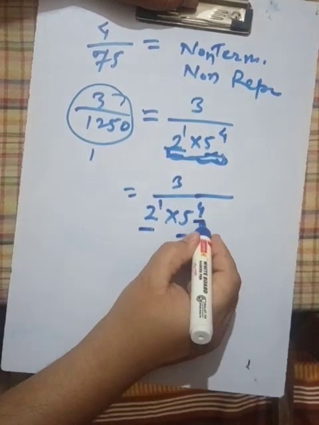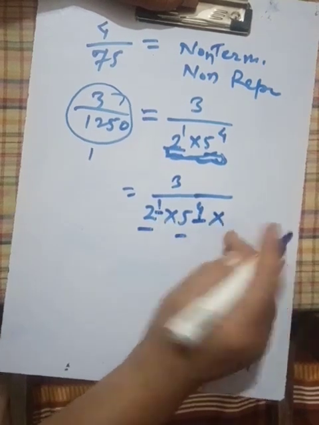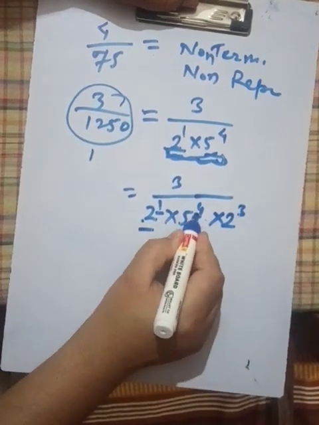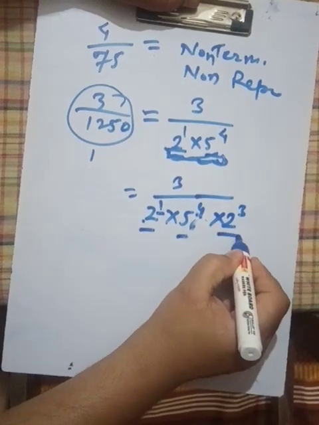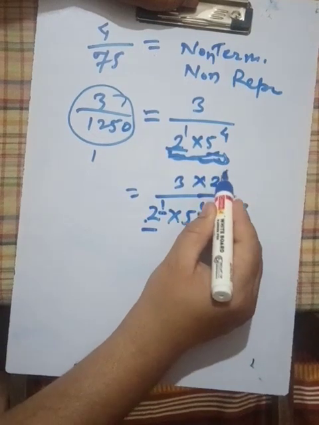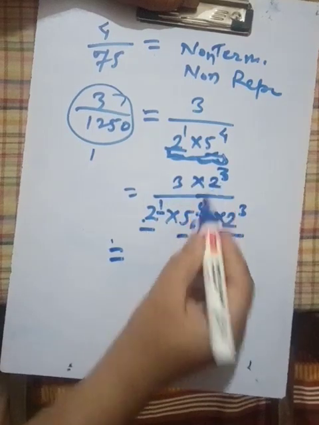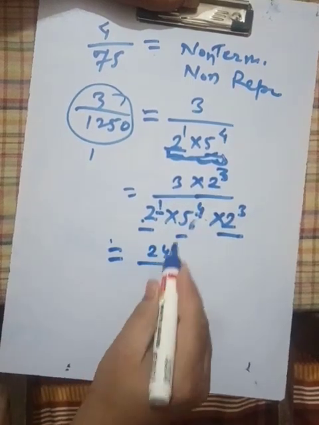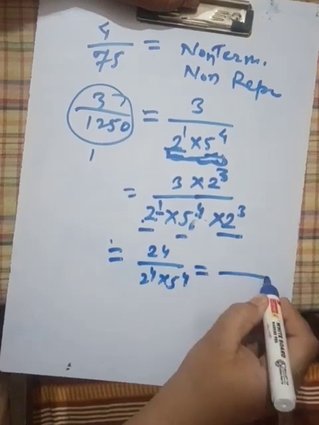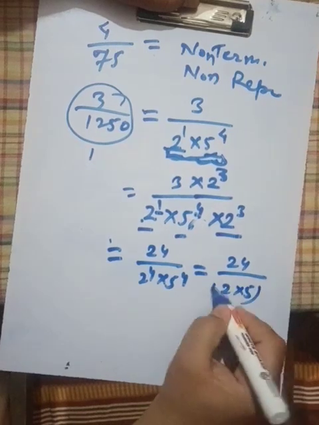In this situation, I see this is 4 and this is 1. If you multiply this by 2 to the power 3, you will get 2 to the power 4 into 5 to the power 4. So I have multiplied 2 to the power 3 in the denominator as well as the numerator. Now it becomes 3 times 8, which is 24, by 2 to the power 4 into 5 to the power 4. If you go for the law of exponents, you will get 24 by (2 into 5) to the power 4.